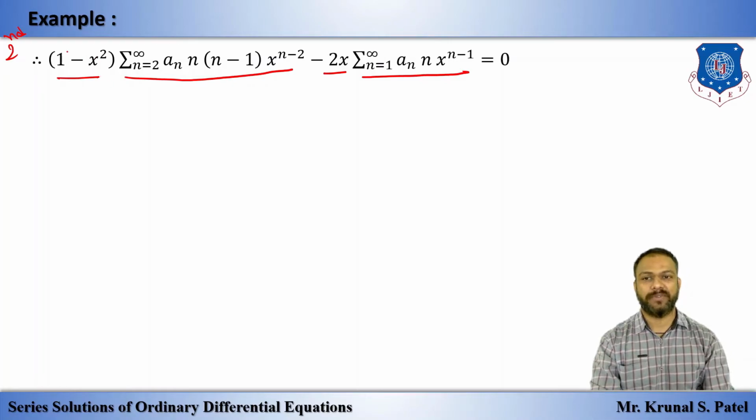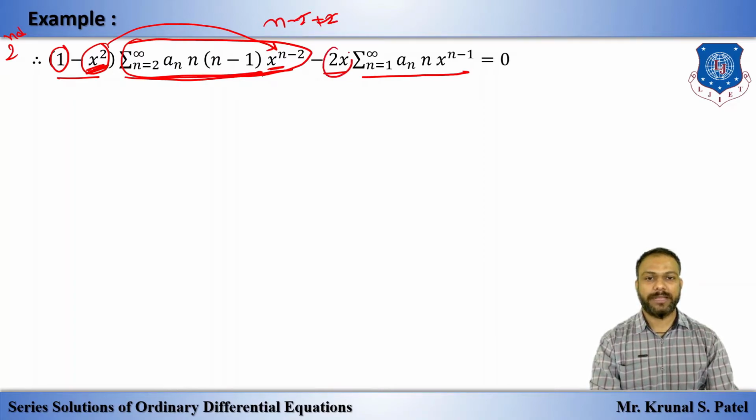What is the meaning of simplification? You have to multiply this 1 with this entire sigma. So 1 into sigma is as it is, and minus x square into this sigma. So x square multiplied with x raised to n minus 2, and we know that if the base is the same, we add the powers, that means n minus 2 plus 2. The 2 cancels, so we have x raised to n.